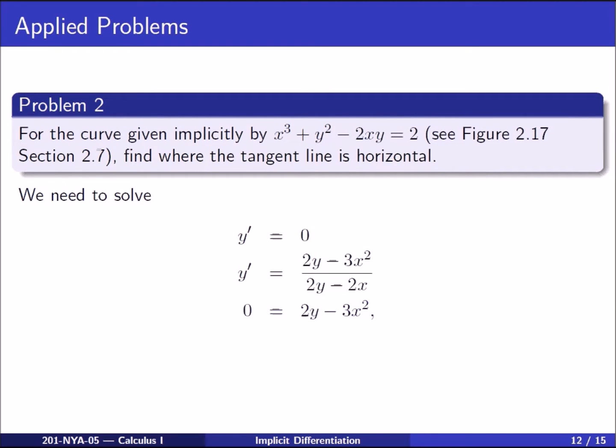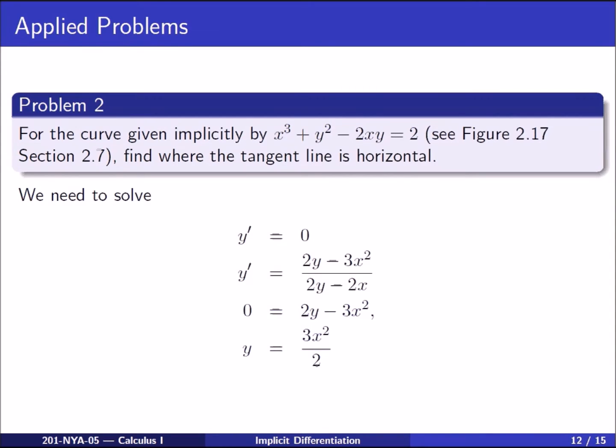So we need to solve 0 equals 2y minus 3x squared. Now we need to be careful here because we don't want the numerator and the denominator to be 0 at the same time, because in that case the ratio would be undefined. So whatever point or value that we get in the end, we want to make sure that 2y minus 2x is not 0. That's the same thing as saying that y is not equal to x. So let's keep that in mind when we look at our answer.